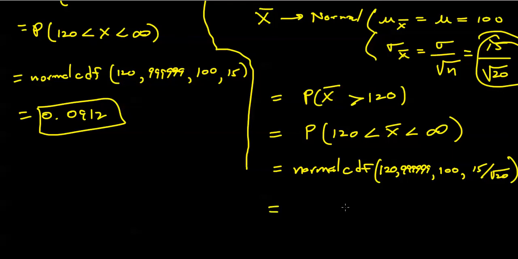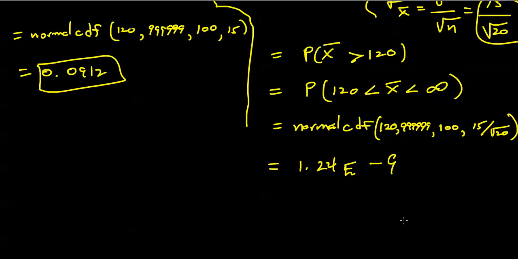And you grind this out, and I get a value of 1.24 e minus 9. Of course, that's a number very, very close to 0, so certainly the answer to part A is greater than the answer to part B, as predicted.